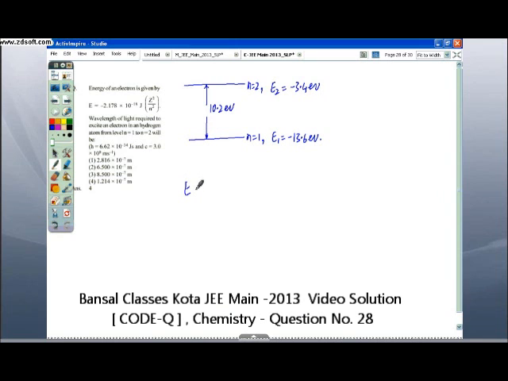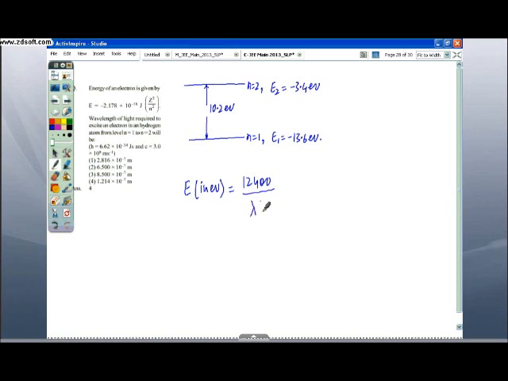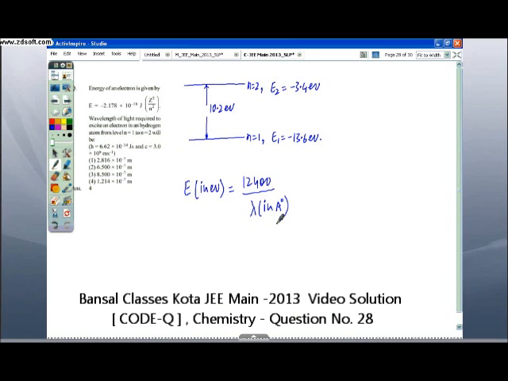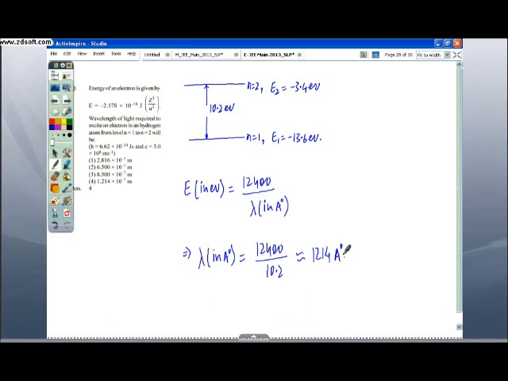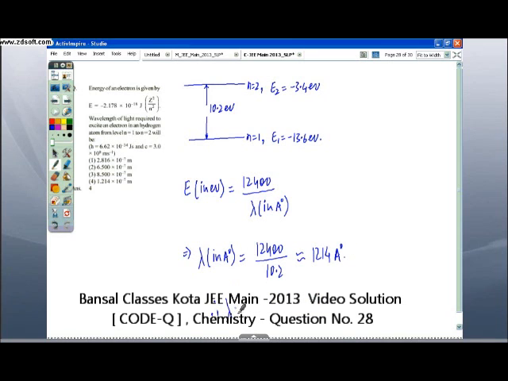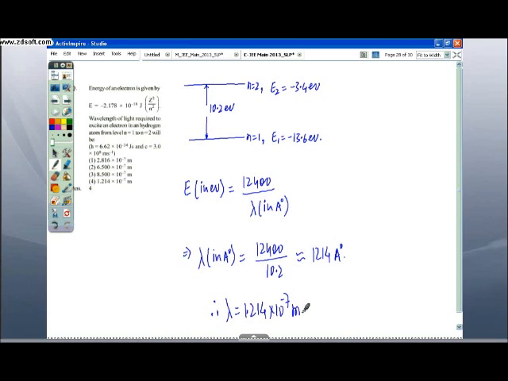Now we have a formula. Energy in electron volt is equal to 12,400 divided by wavelength in angstrom. This implies lambda in angstrom is equal to 12,400 divided by energy, 10.2. And this is almost equal to 1214 angstrom. Therefore, lambda is equal to 1.214 into 10 to the power minus 7 meter. Hence, fourth is the right answer.